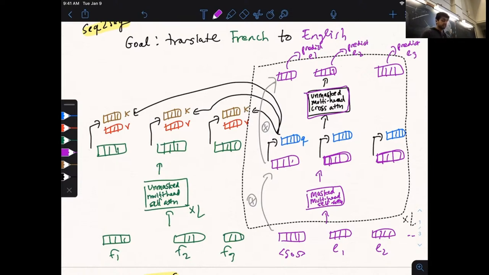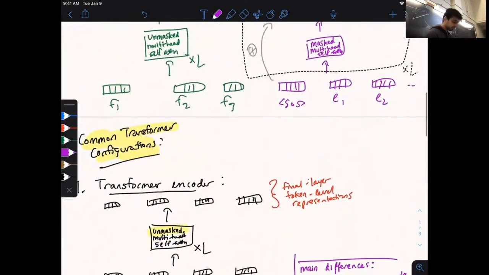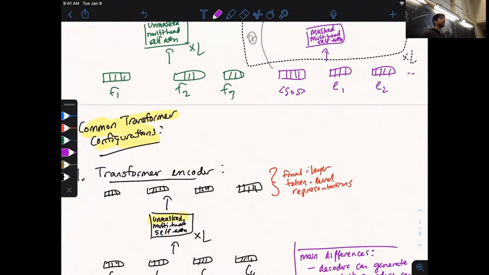Yes, the question is, can we independently train the encoder? We will get to that in hopefully a couple of minutes. All right, let me move on then, because there are still yet other configurations of transformers that you will encounter.